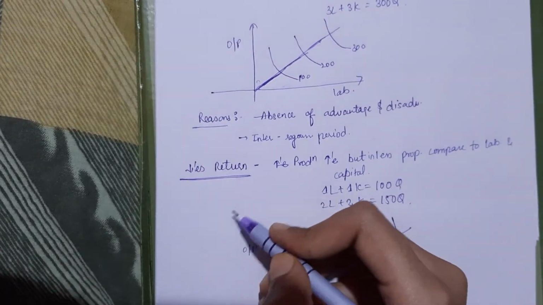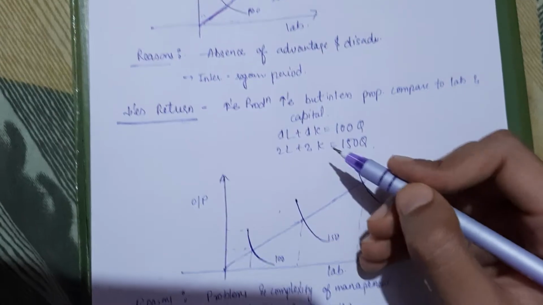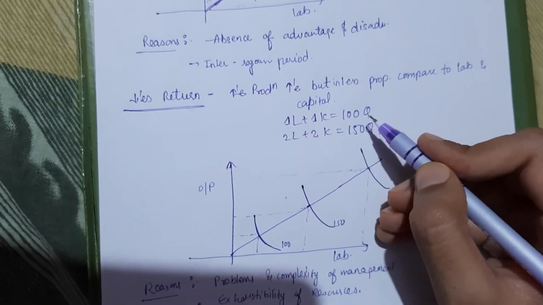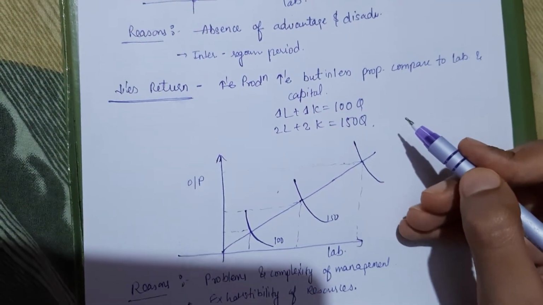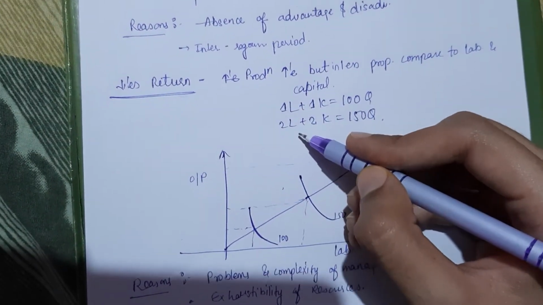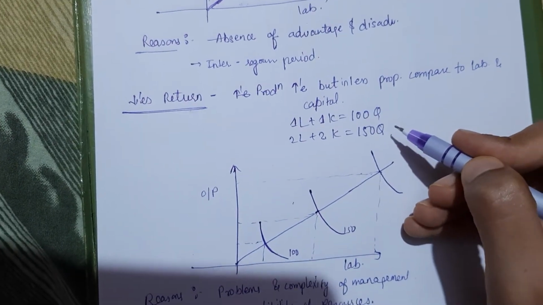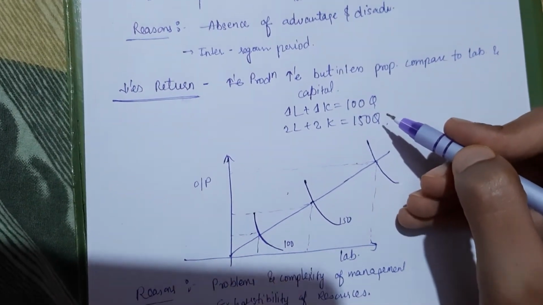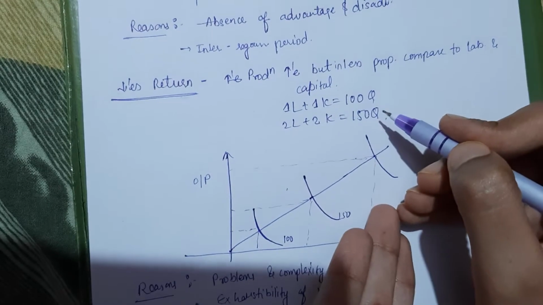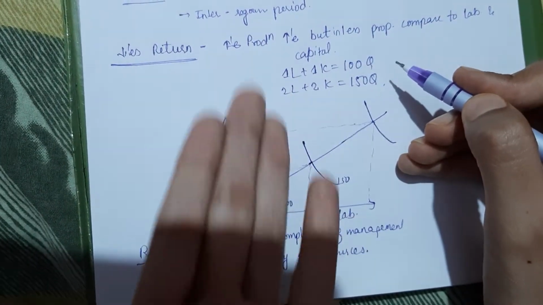And the last case is decreasing return. In this case, production increases but in less proportion compared to labor and capital. As in the example, we can see that I double my capital and labor, but my production increases but not in the same proportion as labor and capital. It is less than the proportion of labor and capital.